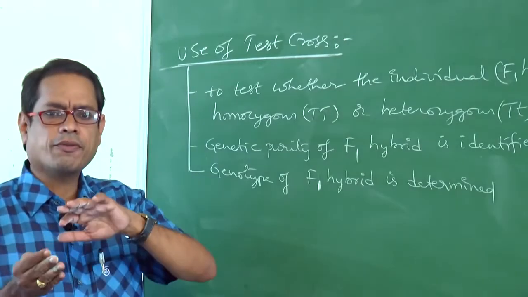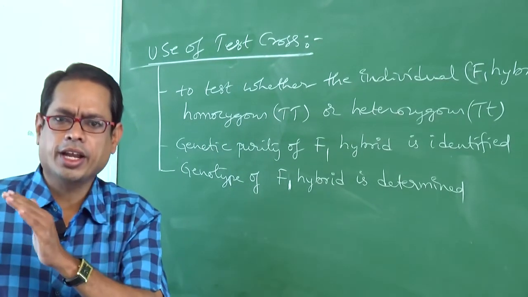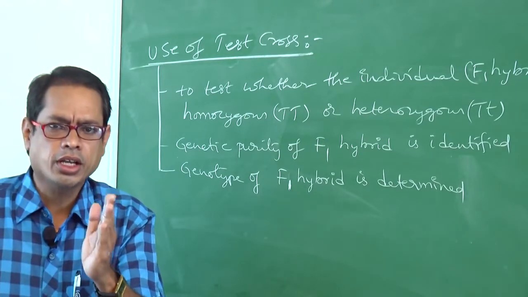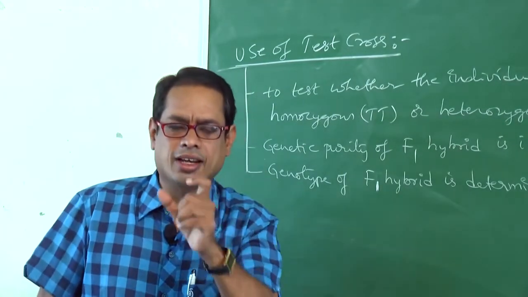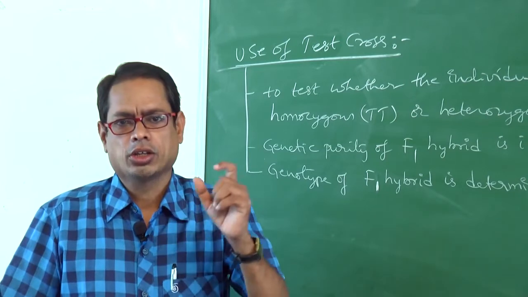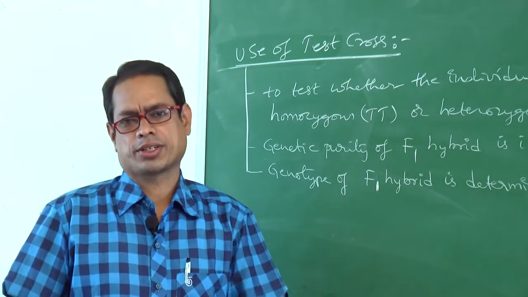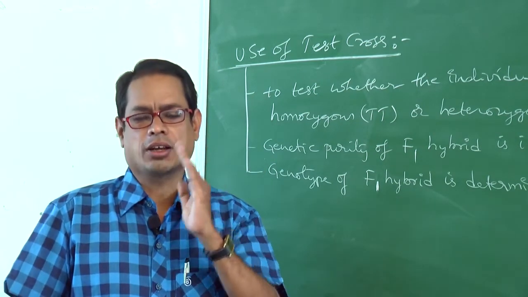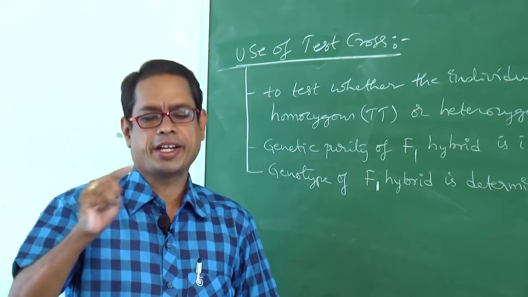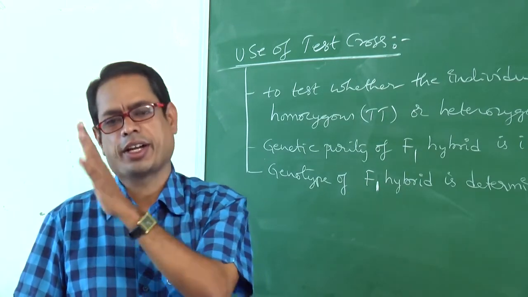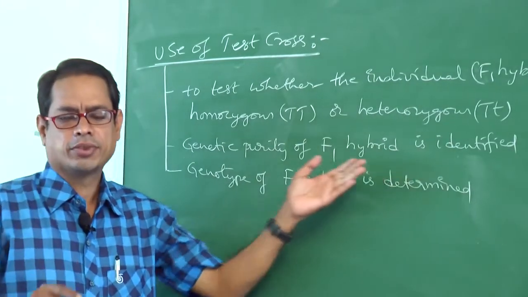We have to test whether the F1 hybrid is homozygous or heterozygous. Whenever a test cross is done, 50% tall plants and 50% dwarf plants are obtained. That one we have to remember. Whenever the test cross is done, the obtained progeny is tall plants 50%, dwarf plants 50%. For flower color, violet and white, the dominant color is violet, recessive white: 50% violet, 50% white, right? So the genetic purity of the F1 hybrid is identified.